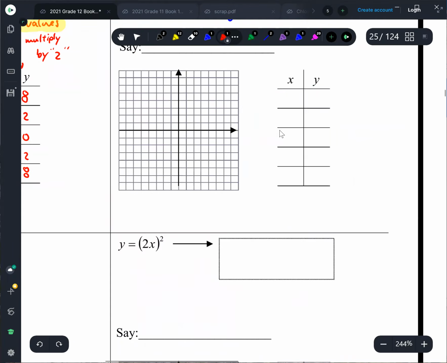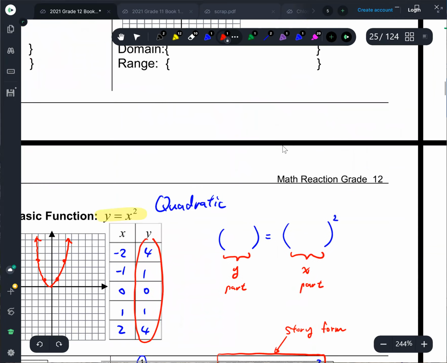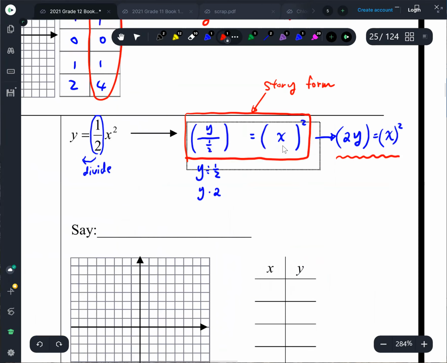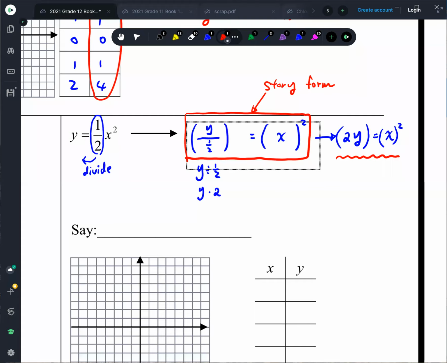Okay, please raise your hand if you copied everything on the screen right now. Okay, Angela and Jocelyn, you done writing?